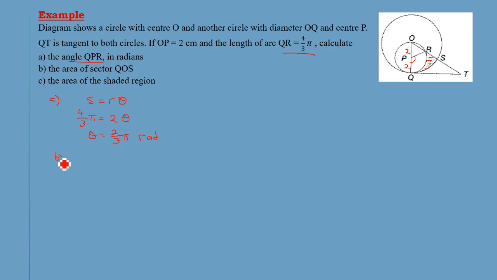Okay, for part B, area of the sector QOS. Since this angle is 2/3 pi, in other words, if you want to change it to degrees, this will be 120 degrees. Don't use this when you answer part A, I'm just showing you here it is 120. So if this is 120, we know this is 60 degrees for this triangle. And since these two sides are the same length, 2 and 2, all the angles will be 60 degrees. So the angle QOS here will be 60 degrees as well.